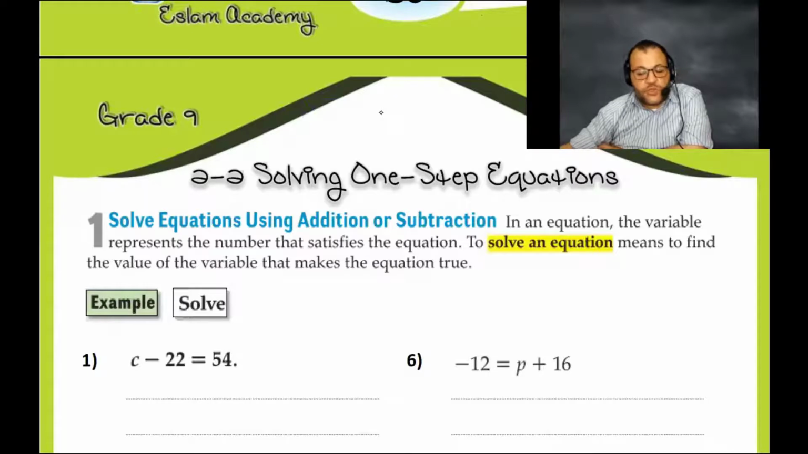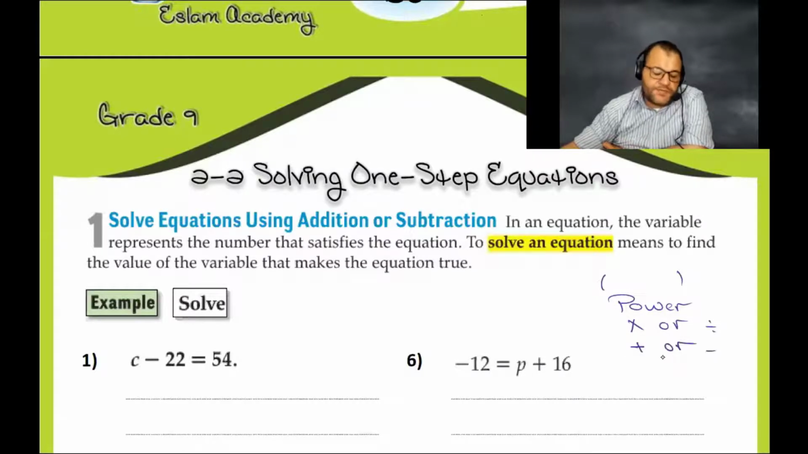Which way do we use to solve the equation? You remember the order of operations? What are the steps? Brackets, power or exponent, multiplication and division, adding and subtracting. That's the same steps for solving an equation, but for the order of operations we go from up to down. For solving an equation we use the inverse way, so we use the inverse operation.